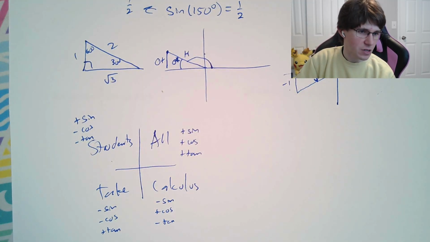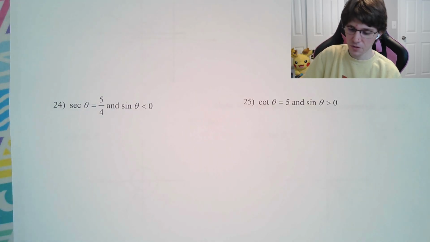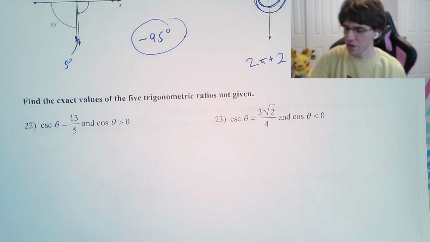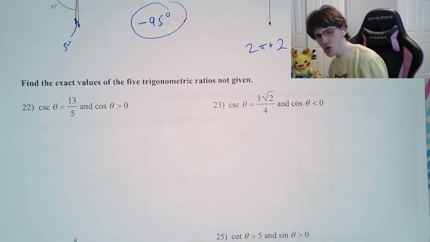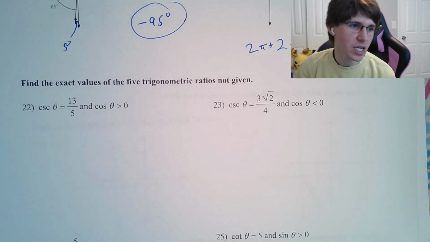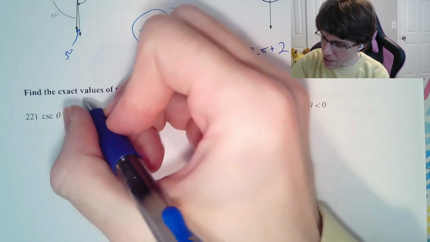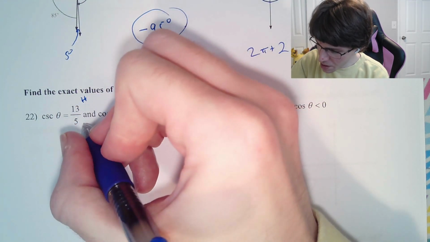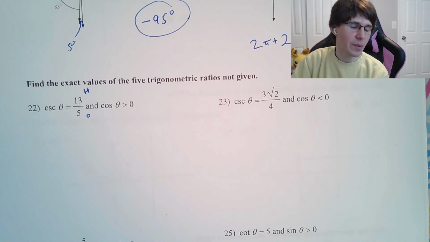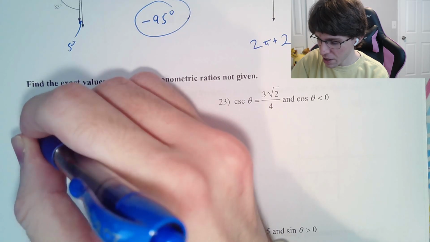And that's kind of the idea that you're going to be using throughout this entire last page of this video. Find the exact values of the 5 trigonometric ratios not given. So you have the cosecant is going to be 13/5, just like we were previously talking about. That means that the hypotenuse is 13, and the opposite is 5. So we have to draw any old triangle that has the situation.